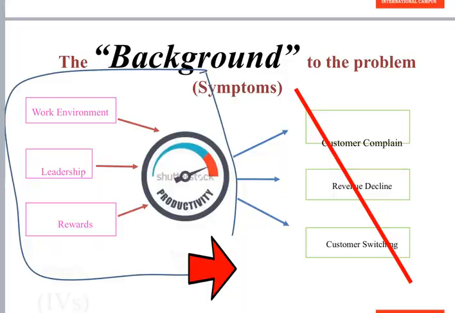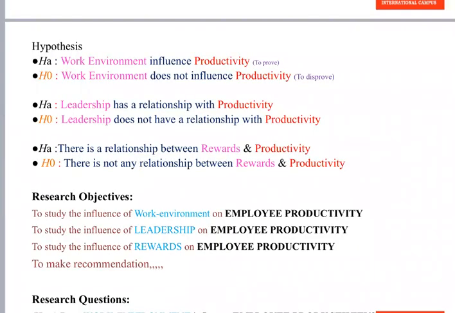Look at this. I have written all of this. The hypothesis is this. I have taken HA, the alternative hypothesis, that is to prove. HA1, HA2, HA3. And this is to prove.